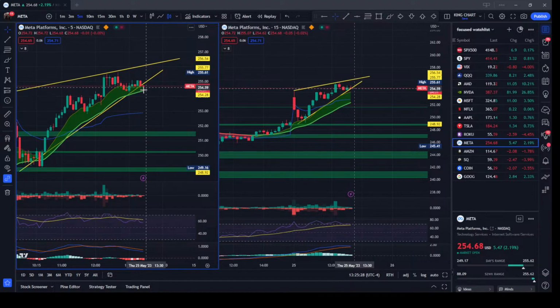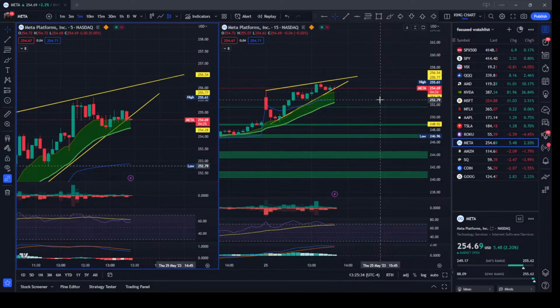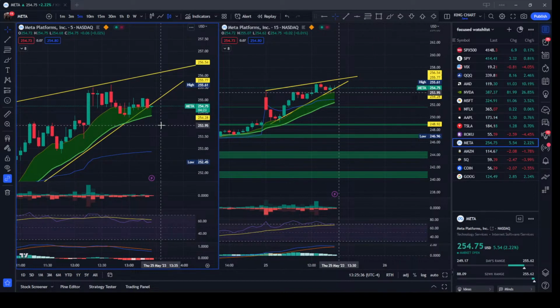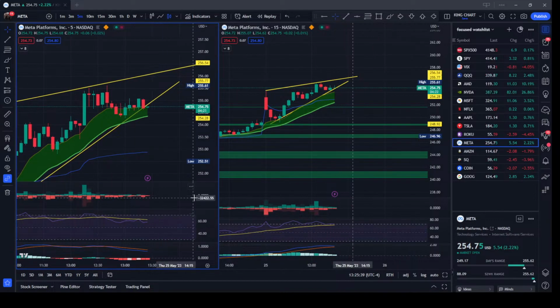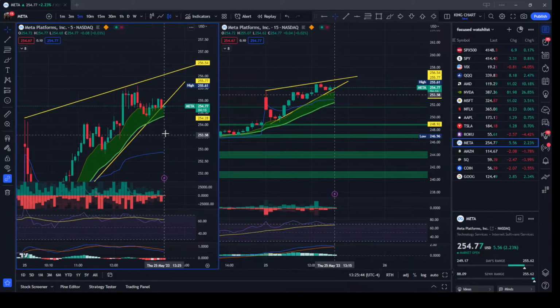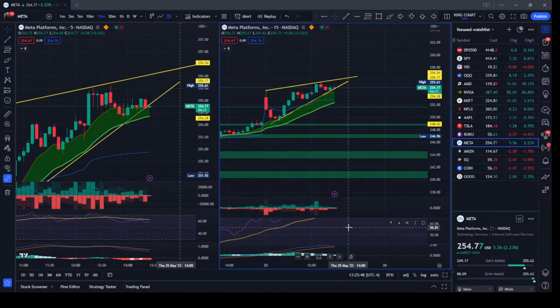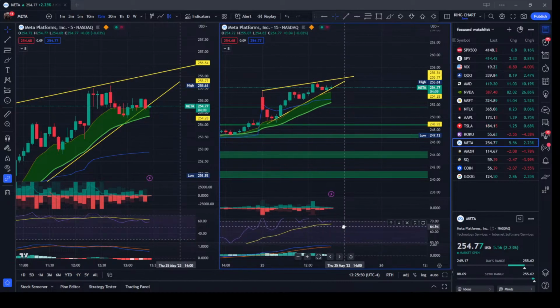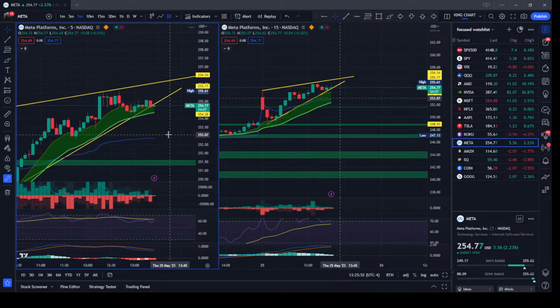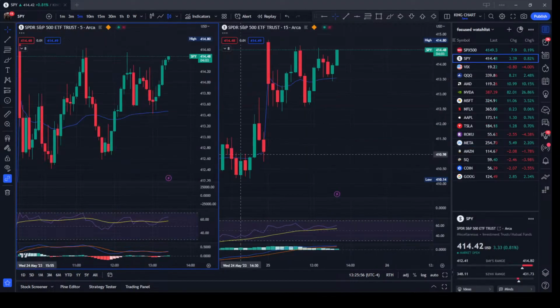Oh, this looks so bearish. Look at that. Wants to break out. RSI is breaking below. You know, RSI severely overbought the 15. Looks pretty bearish. But let's go look at SPY first, see how that's doing.